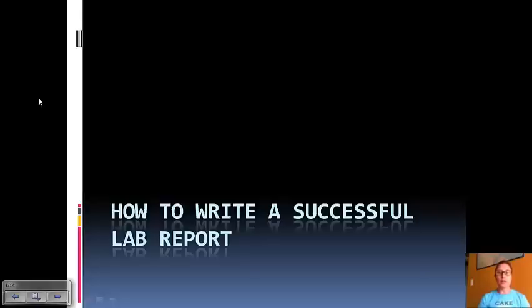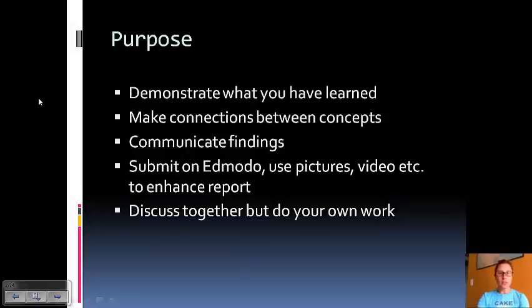Hello. Okay, so today we're going to talk about how to write a successful lab report. Now all of this is also in a Word document, which is in Edmodo, and you also got it the first day of class. But in case you need a quick refresher, we're just going to go over each part of a lab report relatively quickly.